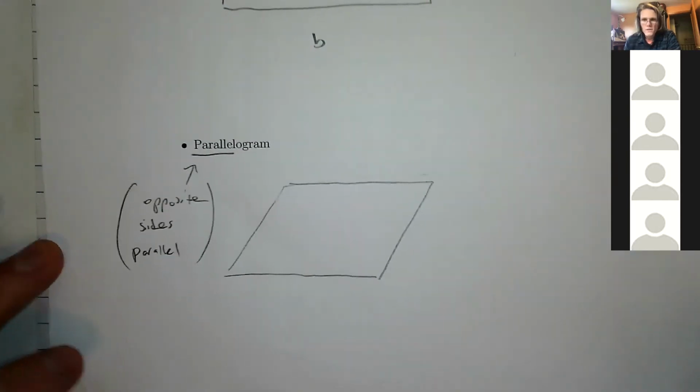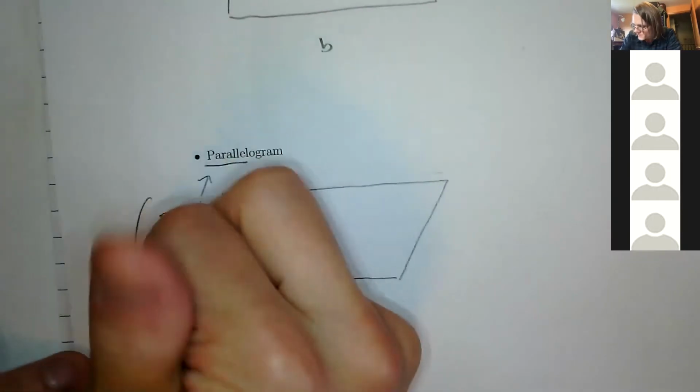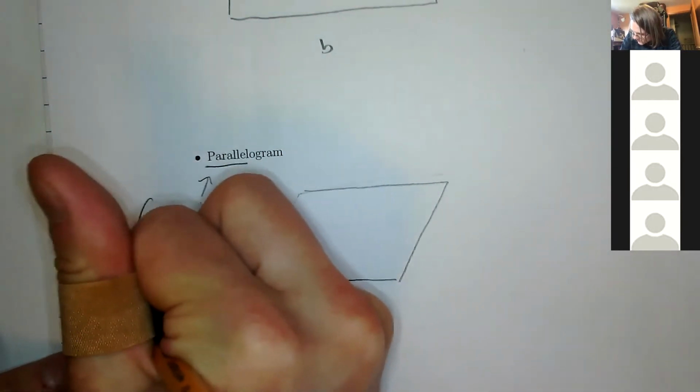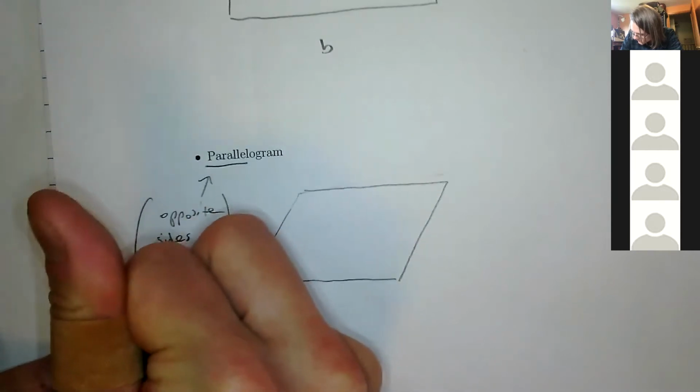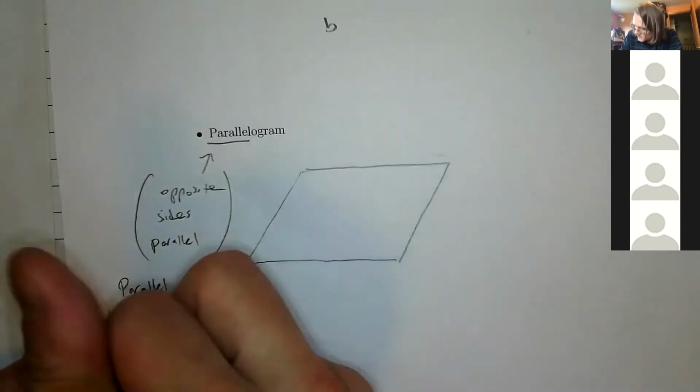And I didn't define what parallel is. Oh, we did. Maybe we didn't. I talked about perpendicular lines. Parallel lines just mean they have the same slope. So maybe I'll put it down here. We're going to define in our definition. So parallel lines are lines with the same slope.